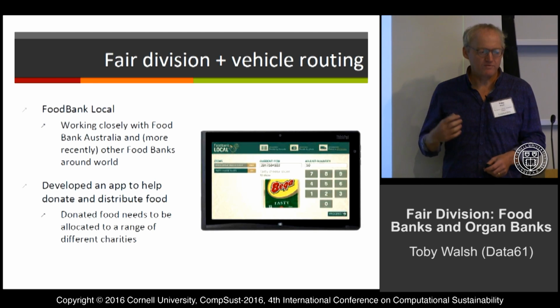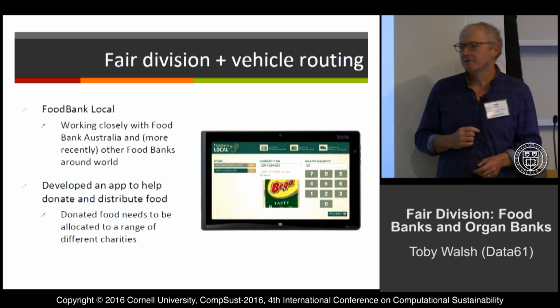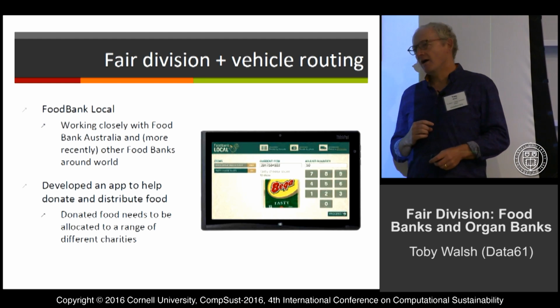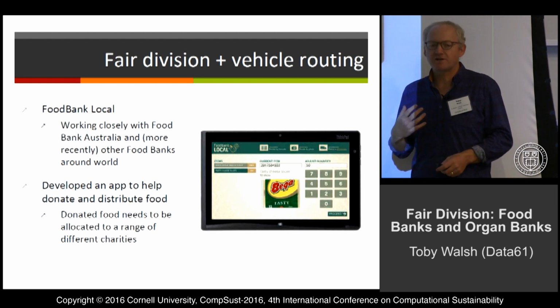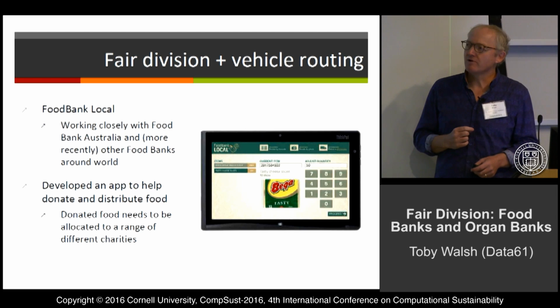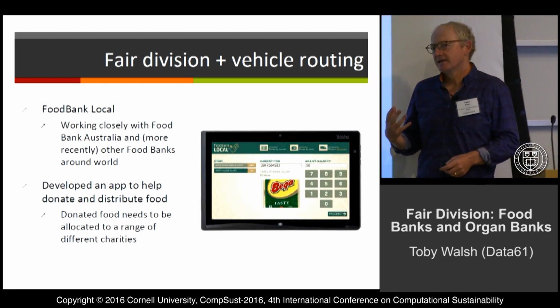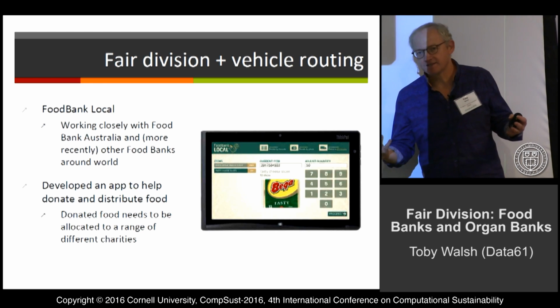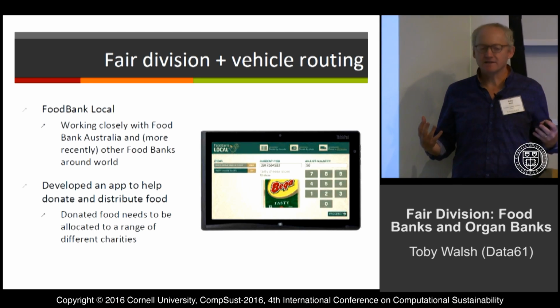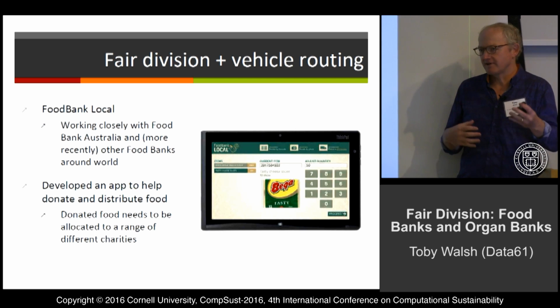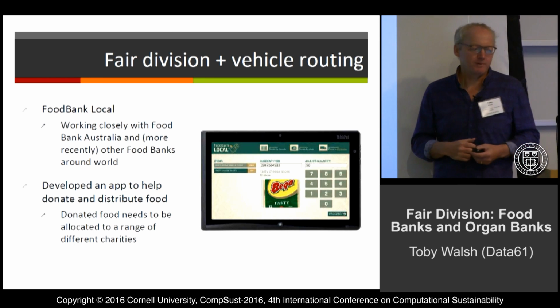And so we've been working with Food Bank Local to help them develop an app that can actually reduce the friction and improve the efficiency with which food that's donated is shared, this is the fair division problem, amongst the different charities, the Salvation Army and the other charities that feed people.